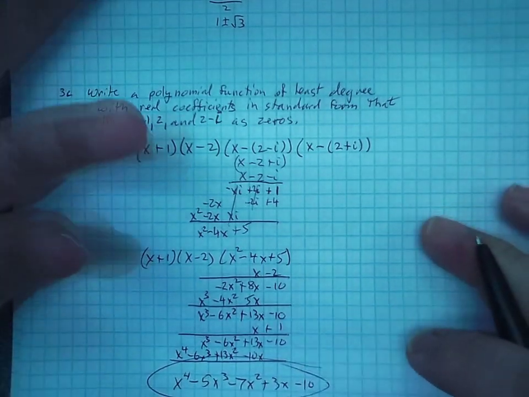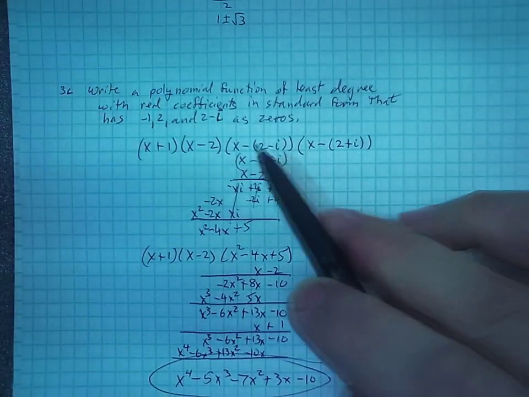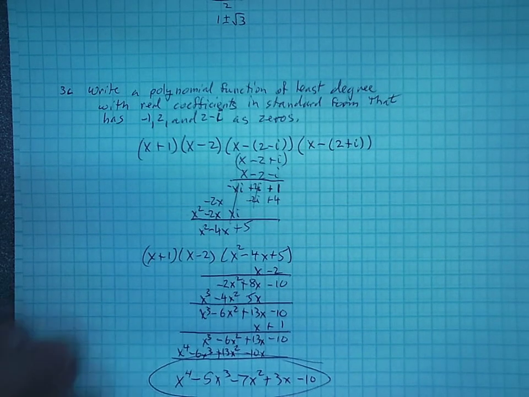And there I have written a polynomial function in standard form of least degree with real coefficients that has the given zeros. Oh, and I am out of time. So it's a good thing I'm done.